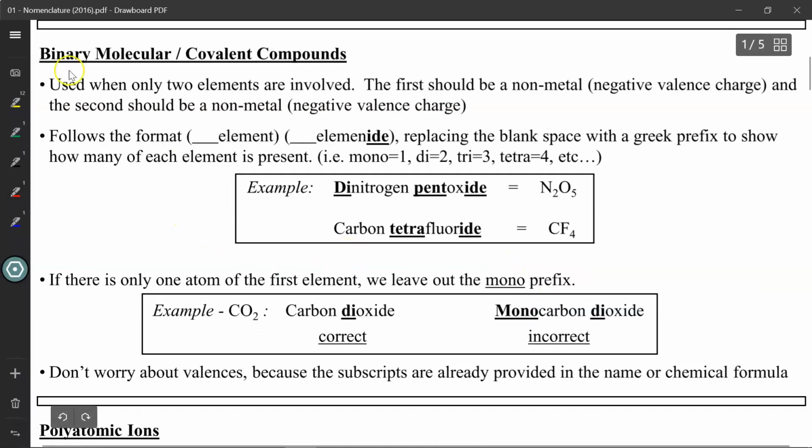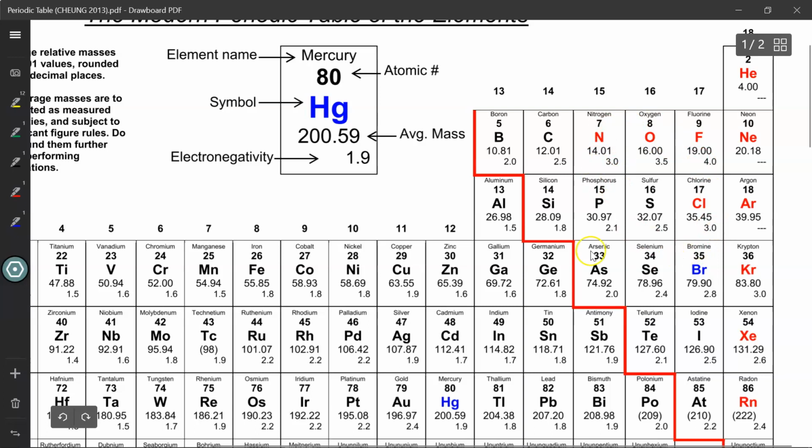Now the next naming system is called binary molecular or sometimes binary covalent. Again, only use this naming system when there's 2 elements involved. That's why it says binary. And only when it's a molecular or covalent compound. So that would be when the 2 elements are nonmetals on this side of the staircase.